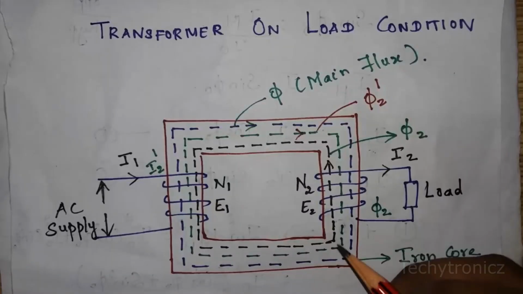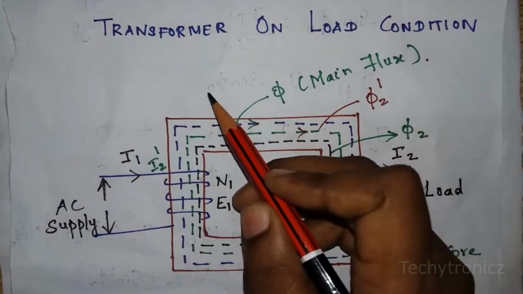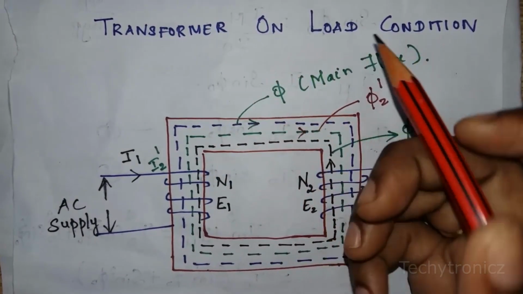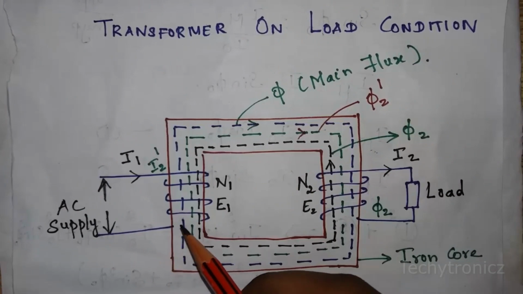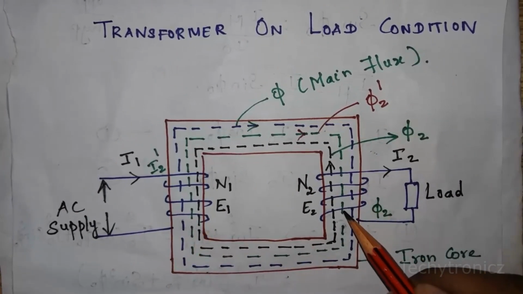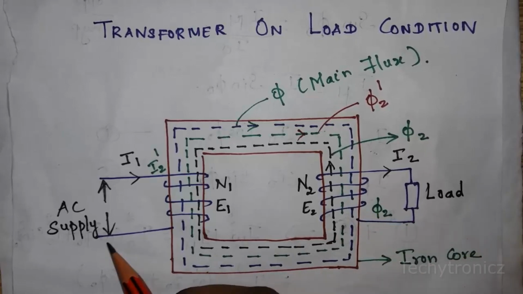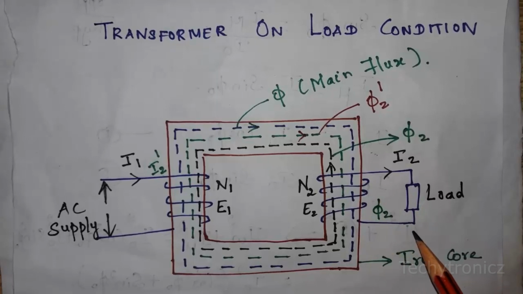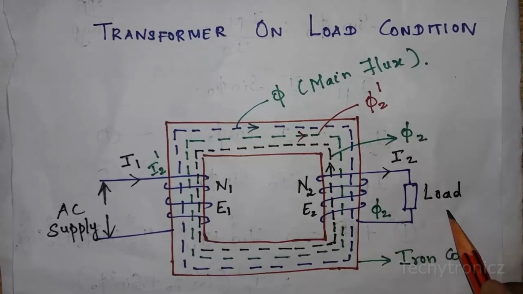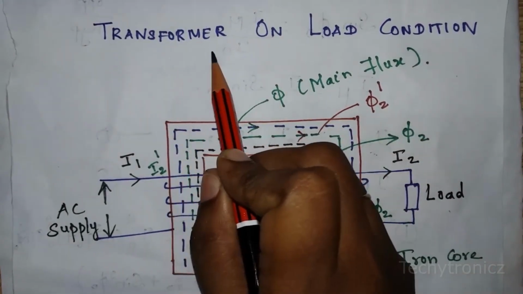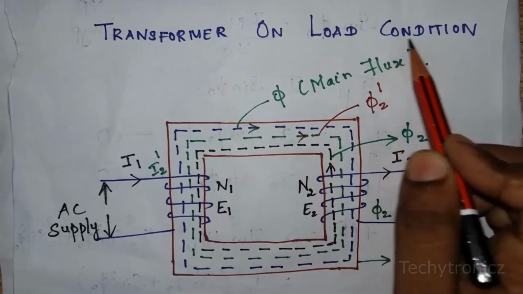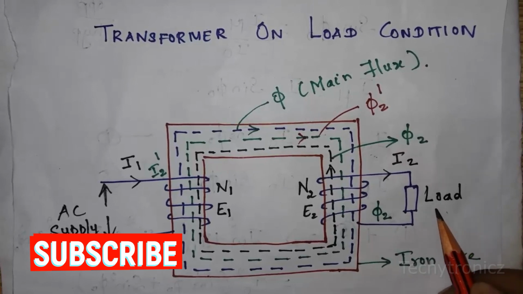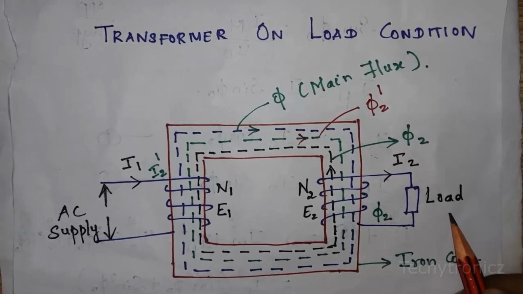Hi viewers, in this video we are going to learn about transformer on load condition. So in a transformer we have a primary winding and this is the secondary winding. AC supply is given to the primary winding and the secondary winding is connected to a load. So we call it transformer on load condition. This load can be a resistive load, capacitive load or inductive load.